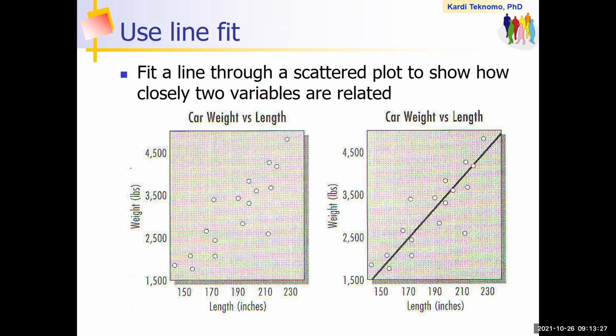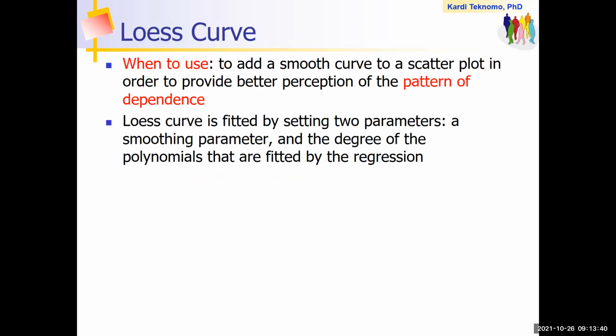And you can add a trend line or line fit through the scatter plot to see how closely two variables are related, right? So we have what is called a loess curve. When do you use this? This is usually polynomial. So you add a smooth curve in the scatter plot in order to provide a better perception of the pattern of dependence. So you do this using polynomial regression.